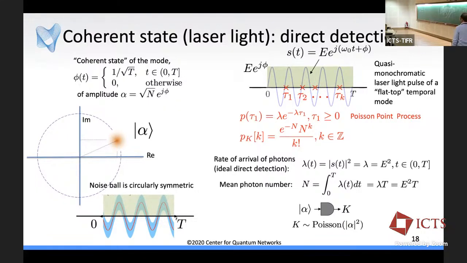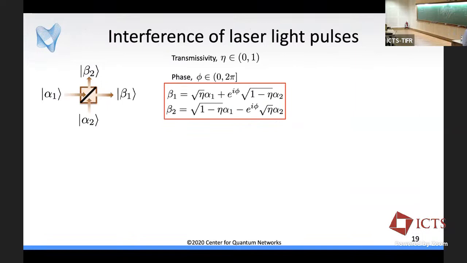Now with this measurement, there's no way for me to measure the phase phi, right? Because no matter what phi is, I'm always going to get the Poisson point process with the same exact rate. So this direct detection cannot measure the phase of alpha. To make the measurement of phase of alpha, there are two things I must introduce. The one is interference of two laser light pulses.